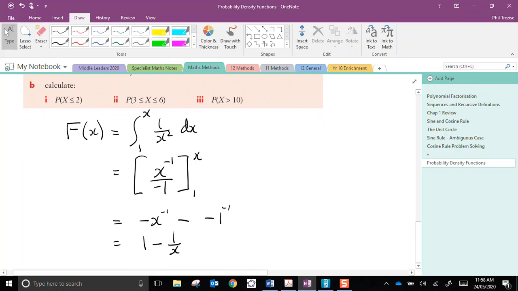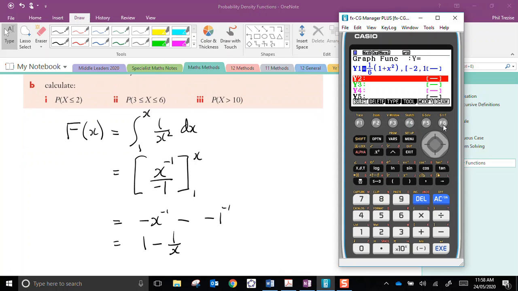Now, let's take a look at what that really means. If I go back to my graphing calculator, let's take that one away. Let's draw in the probability function 1 over x squared. Now let's do the primitive 1 minus 1 over x.